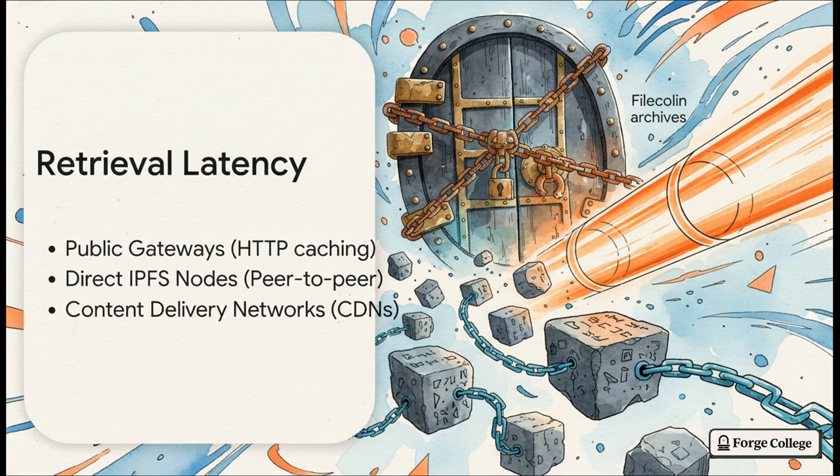And for massive, high-traffic drops, you'll probably want to layer on a content delivery network, or CDN, to serve those CIDs instantly. Just remember, a Filecoin archive provides ultimate permanence, but it naturally takes a bit longer to fetch than a pinned CDN gateway. It's all about trade-offs.